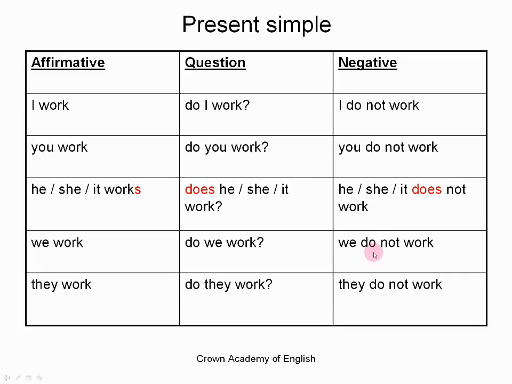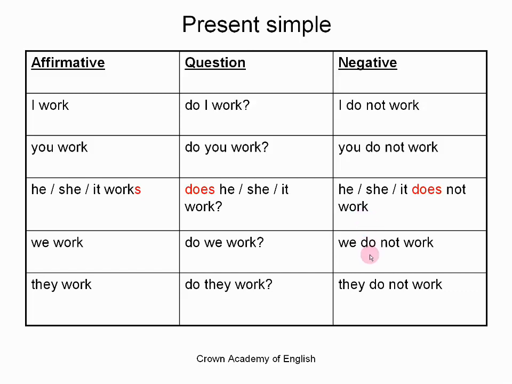So instead of adding do not to the sentence, we add does not. So we add does not, and the form of the verb itself is the infinitive. So we say he does not work, she does not work, it does not work. Okay, so there's no S at the end of work. It's he work, he does not work.